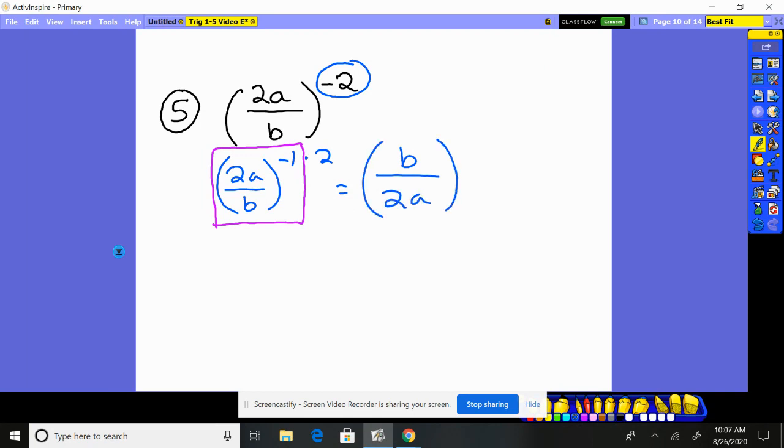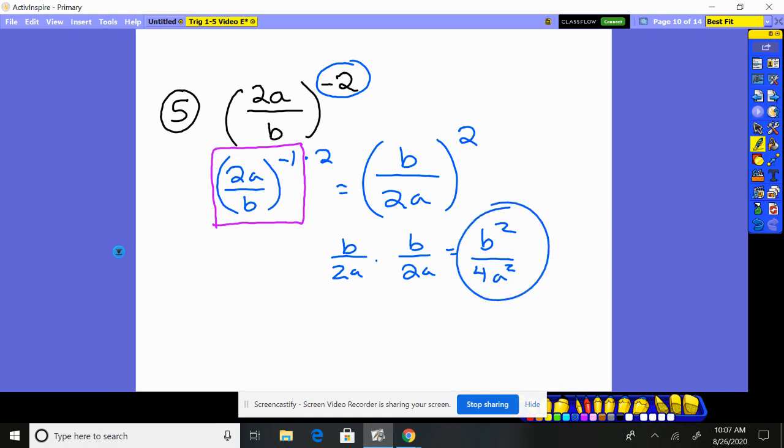So that's what this in the box is. So I've done the negative 1. Now, what is outside here? There's the squaring that falls on it. So all I'm going to do is take this in the purple, flip the fraction, and then square it. If I'm squaring it, it means you have a b over 2a times another b over 2a. That gives you a b squared. 2 times 2 is 4. A times a is a squared. There's your answer. All right?